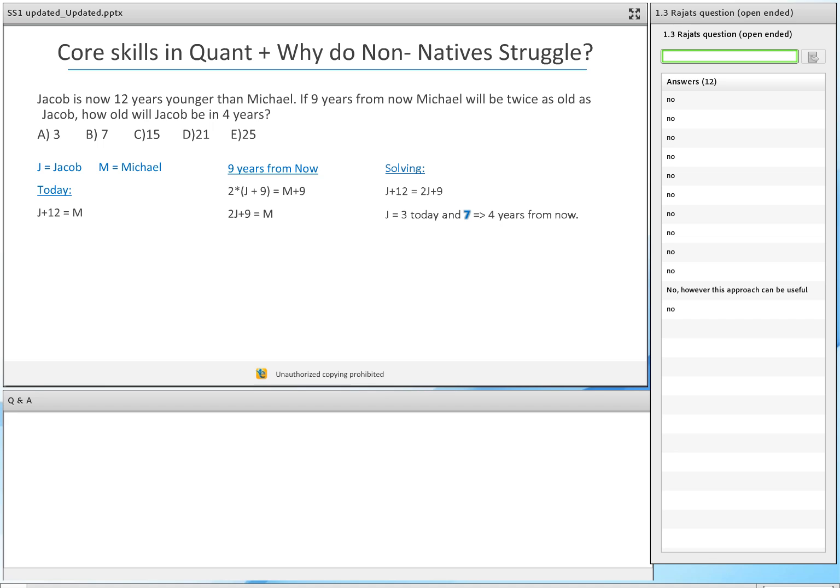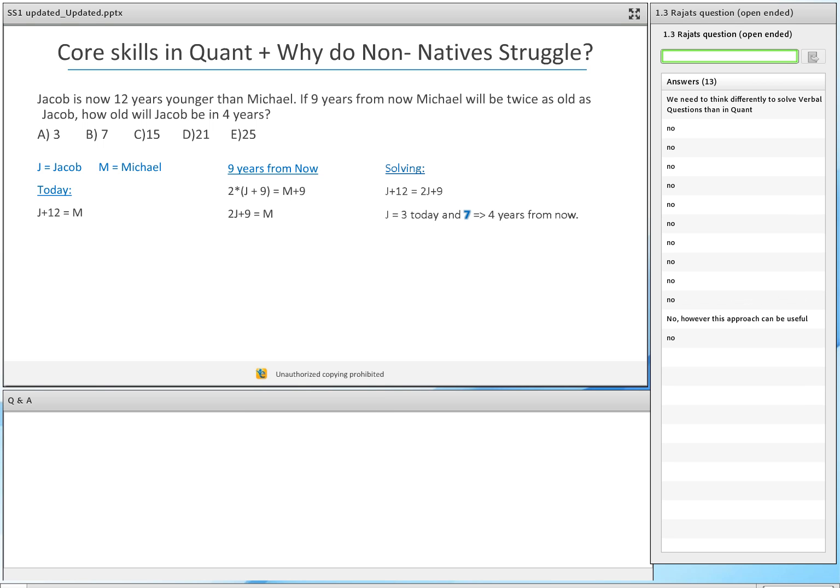Okay, here's the solution to the question. You can really say today, Jacob is 12 years younger than Michelle, so you write the first equation, which is m is equal to j plus 12. Then you really say what's going to happen 9 years from now, and then you solve these questions.